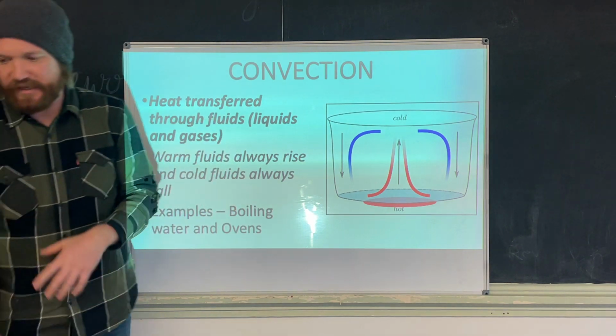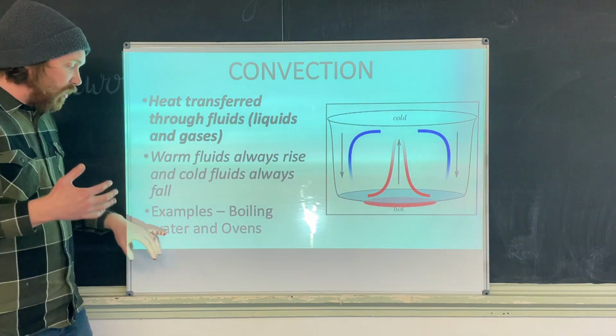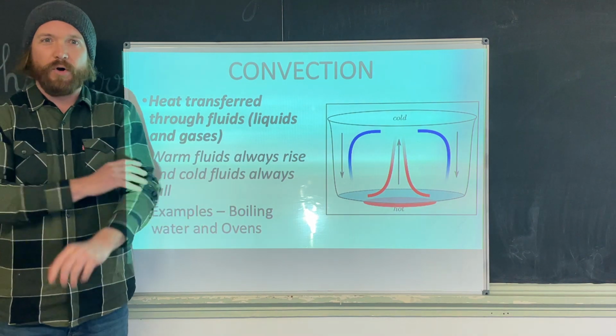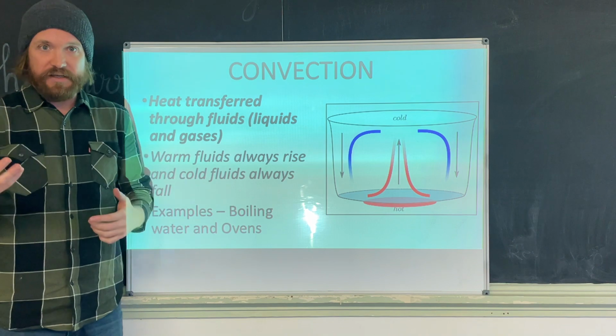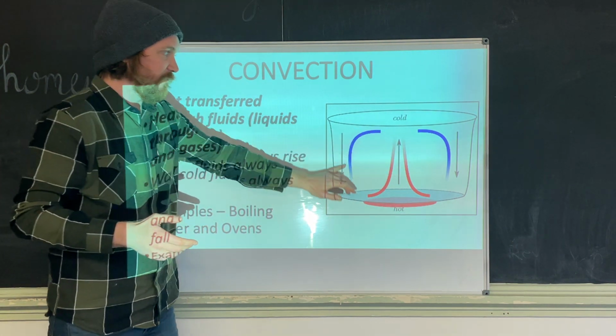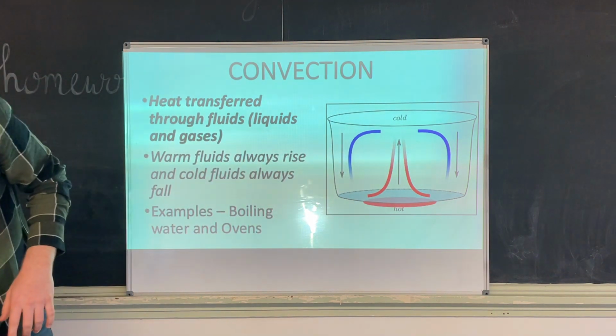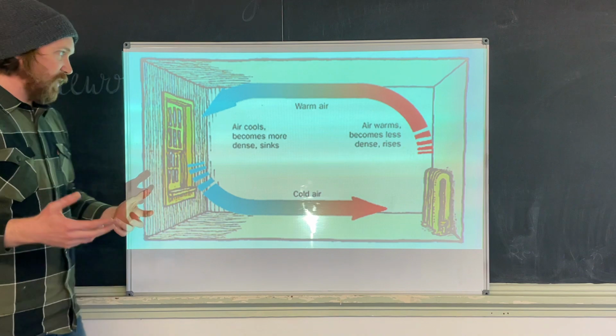So again, examples here are boiling water, which is easy to see, but this is also how ovens work. You may see that word on an oven where you'll see it say that it is a convection oven. And what that means is that there is warm air rising and cold air falling like this. Funny enough, this is also how we heat our houses, all right?